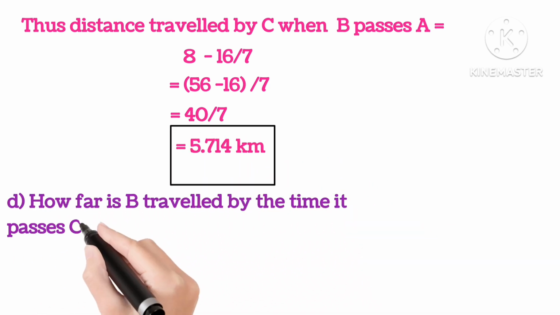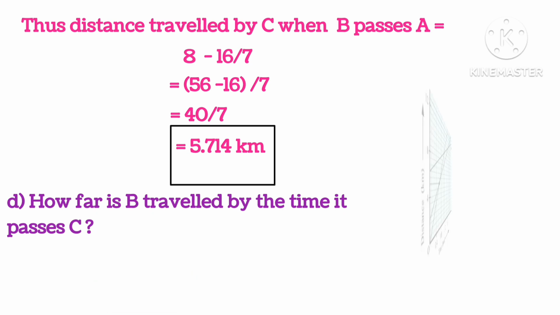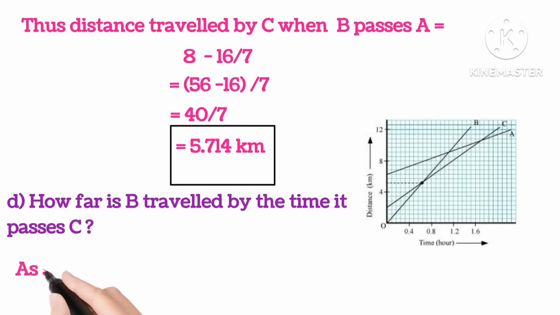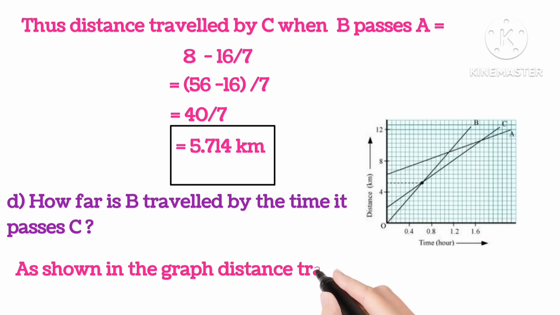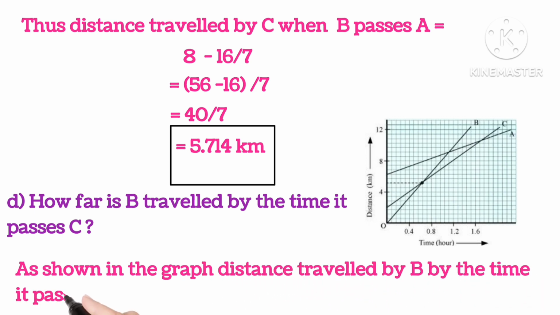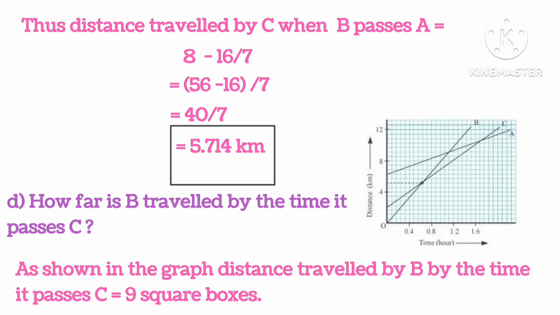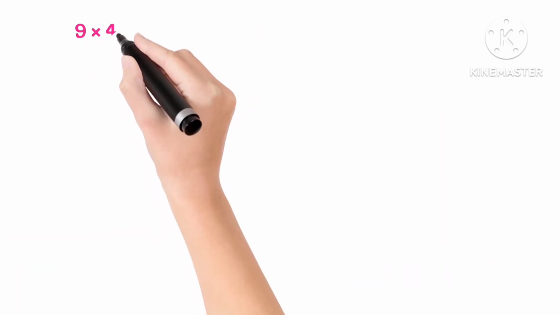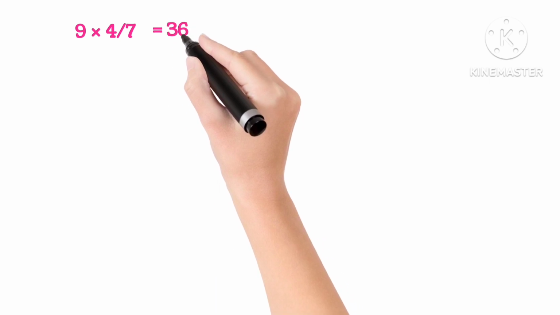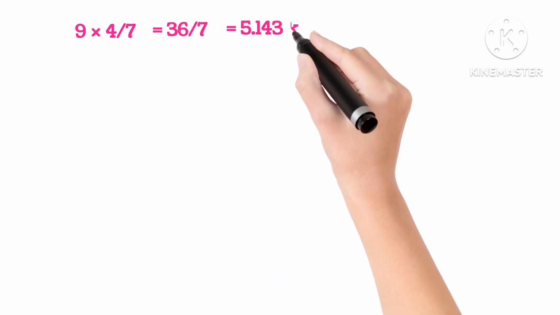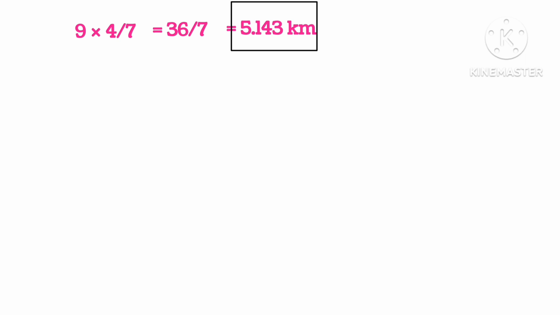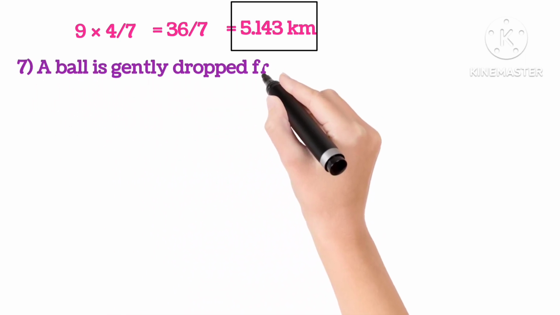D, how far has B travelled by the time it passes C? As shown in the graph, distance travelled by B by the time it passes C is 9 square boxes. So, 9 multiplied by 4 by 7 is 36 by 7, which is equal to 5.143 kilometers.